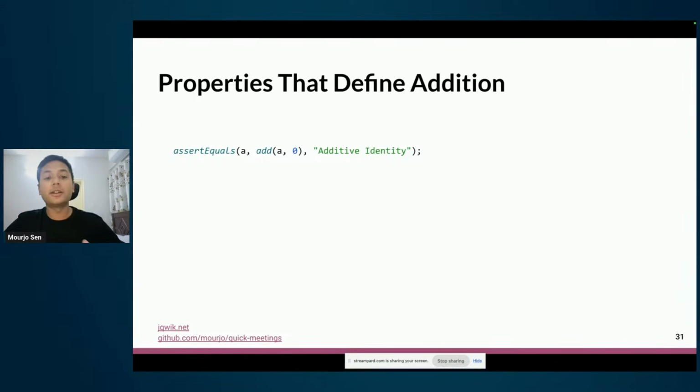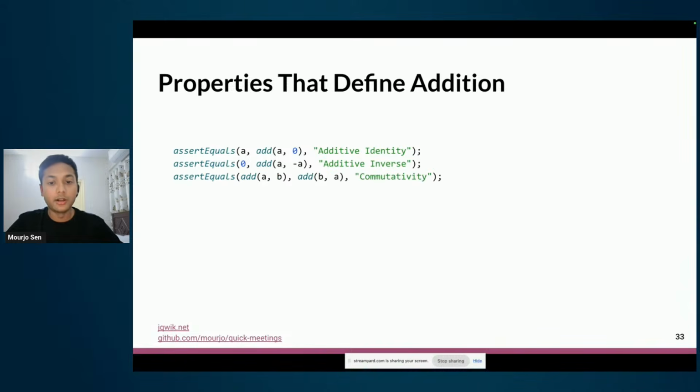So if I had to write a property-based test for this, I would go exactly like I defined my properties. I would say, okay, assert that A is equal to the result of adding A to 0. So that is additive identity. Similarly, the inverse property would be something like if I pass A and negative of A to the addition method, you get 0 back. Similarly for commutativity and for associativity, right?